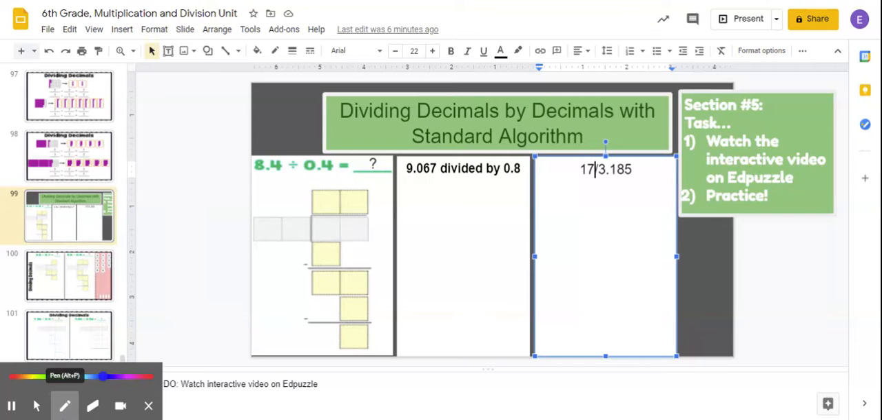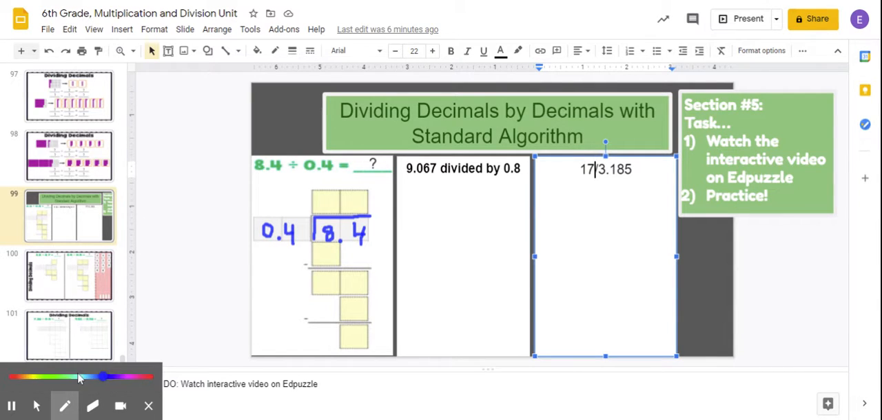Hey guys, we're dividing decimals by decimals using the standard algorithm, or the traditional division algorithm. So we're going to divide 8.4 by 4/10. So we're going to say 8.4 divided by 4/10. And we have these helper boxes here to guide us.